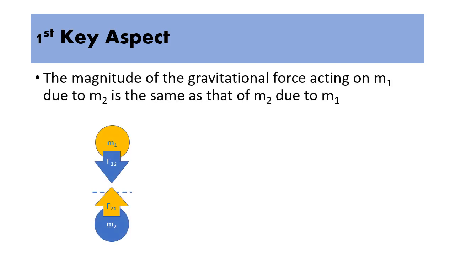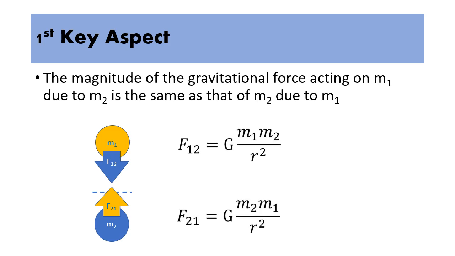Firstly, the magnitude of the gravitational force acting on mass 1 due to mass 2 is the same as that of mass 2 due to mass 1. Looking at the equations for the two forces, we see that they will yield the same result. However, this does not mean that they will have the same acceleration.